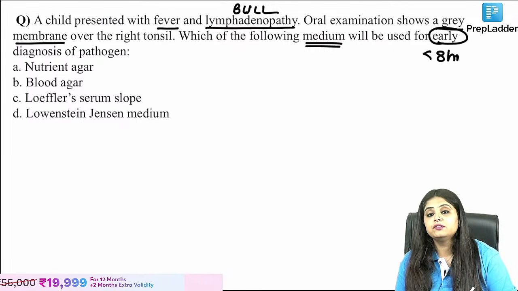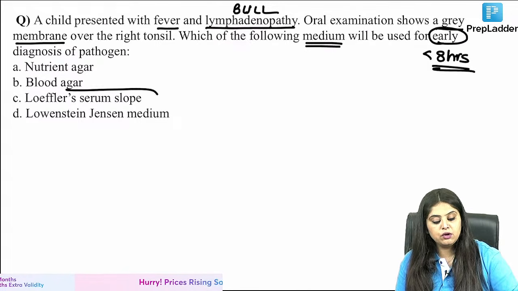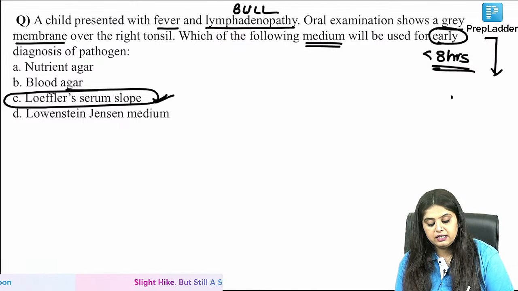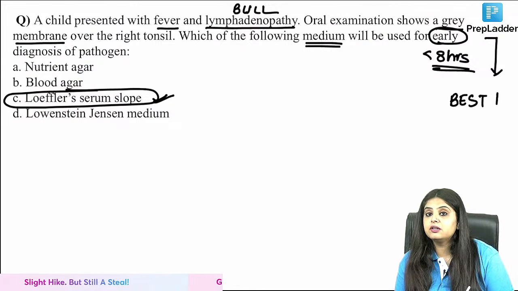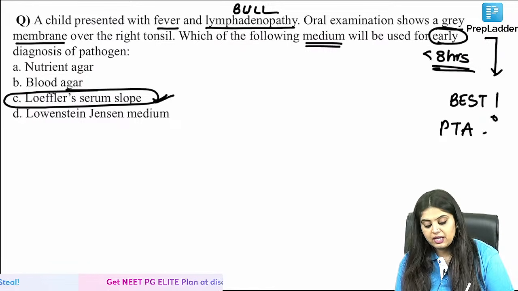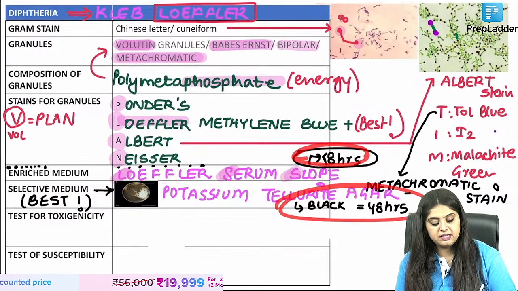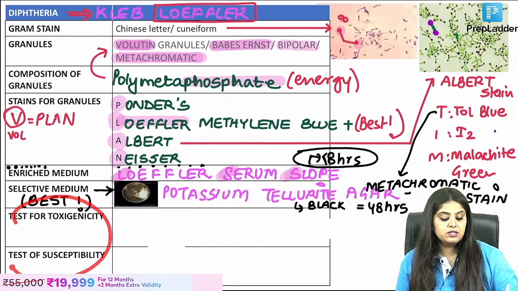Meaning they want a diagnosis within 8 hours. Then I will be using the Loeffler serum slope over here. But if they had asked, instead of early, the best culture media that you will use, that will be potassium tellurite agar. So listen carefully: for early, Loeffler serum slope; for best, potassium tellurite agar. Now two things remain.